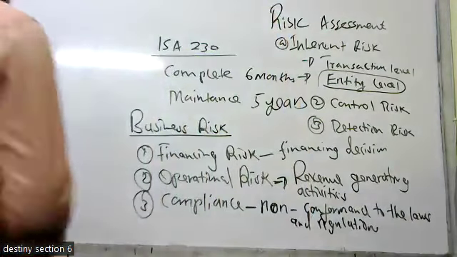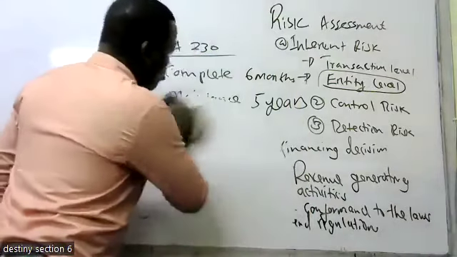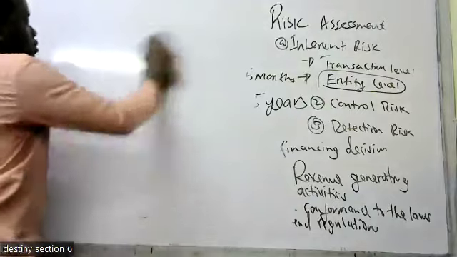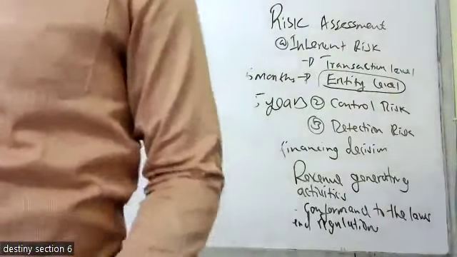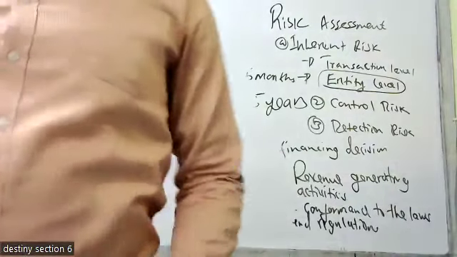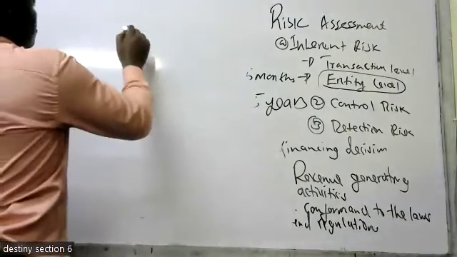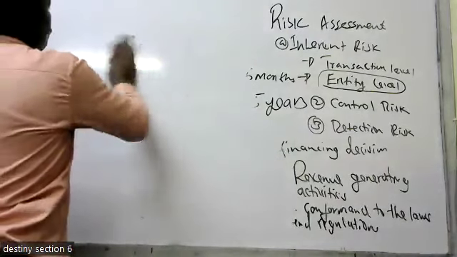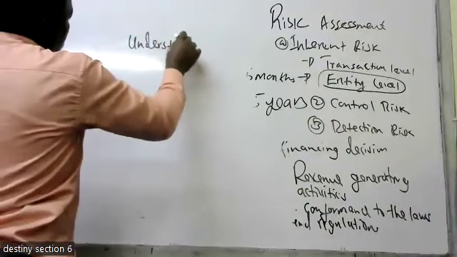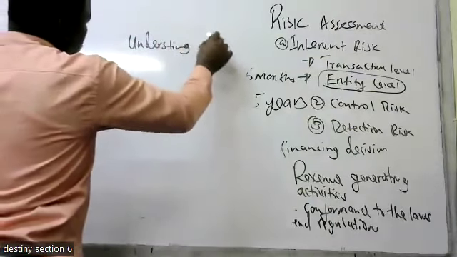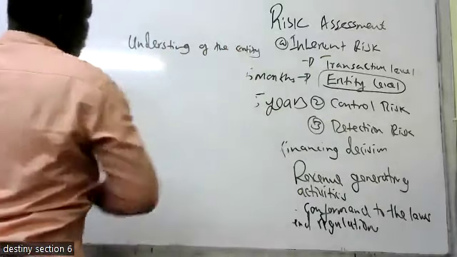Let's take the procedures one by one, with an example in a comprehensive manner. Let's say you want to look at how you can go about addressing the risk of the enterprise. The very first thing you need to do as an auditor is obtain an understanding of the entity.